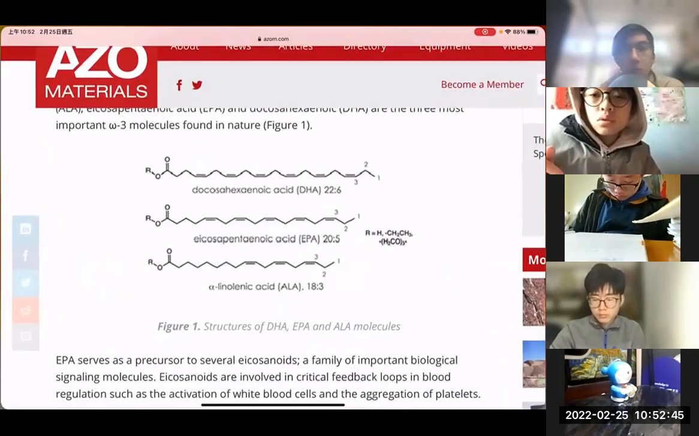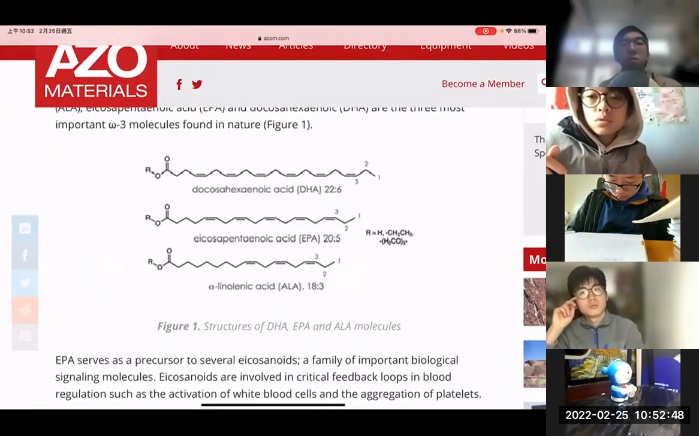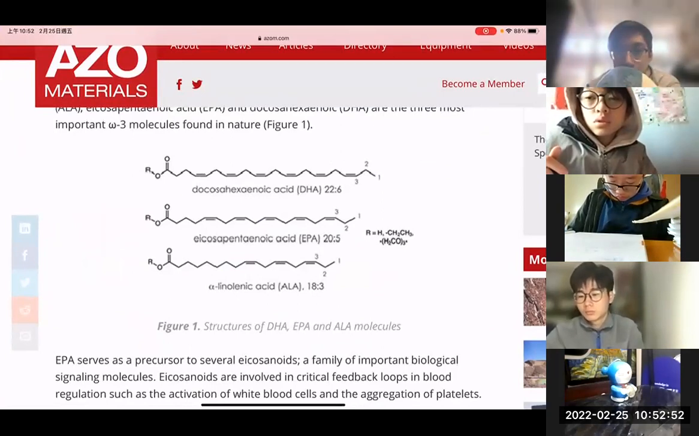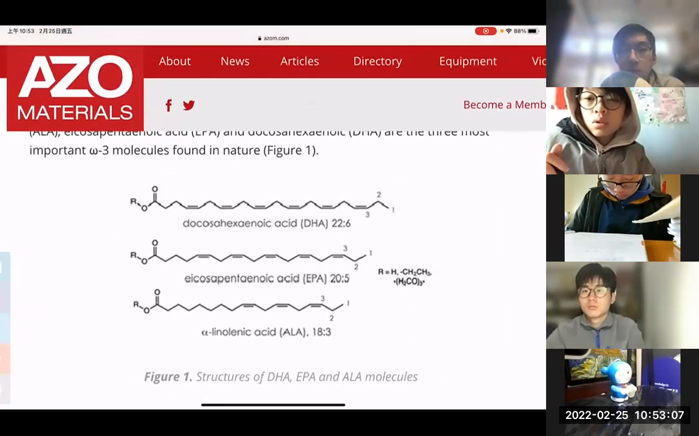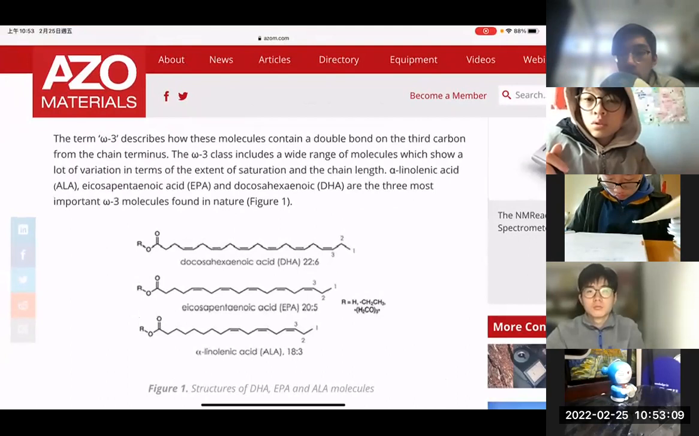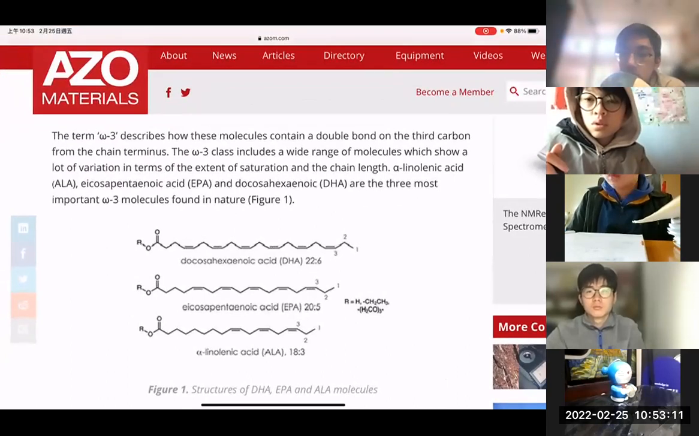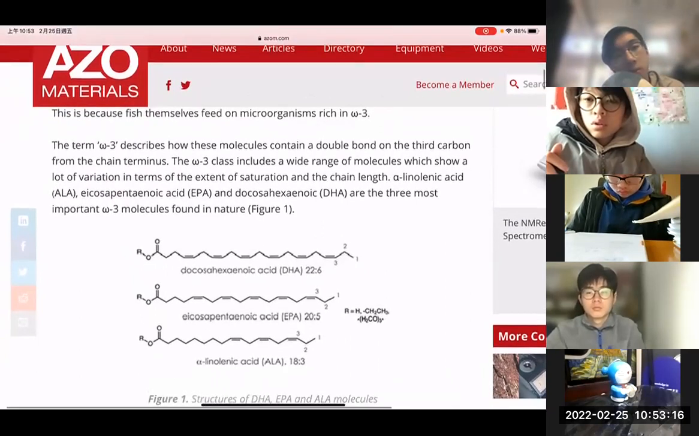We would find these two, the first two, DHA and EPA, right? This is the fish oil. And so you may see, we will call that omega-3. Can you see that? Omega-3.